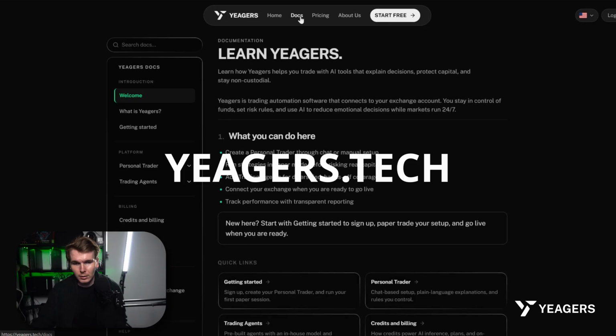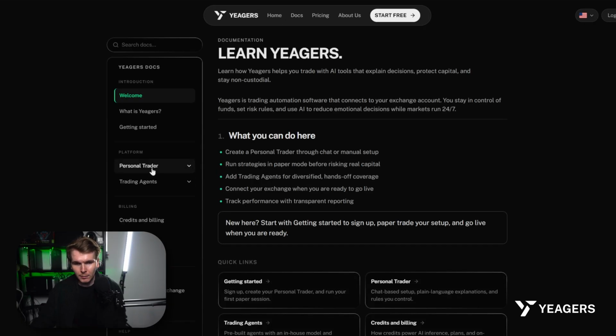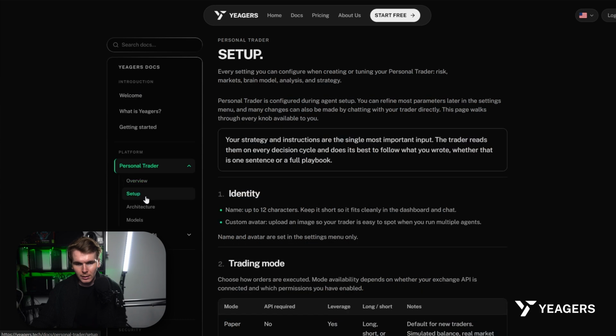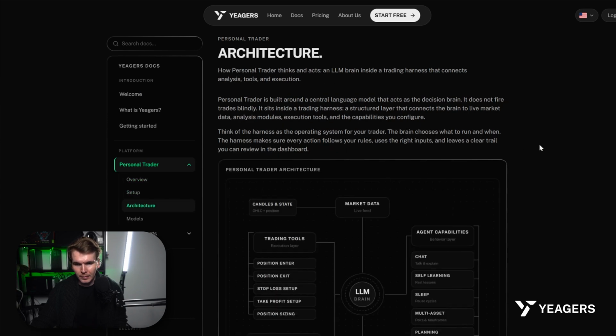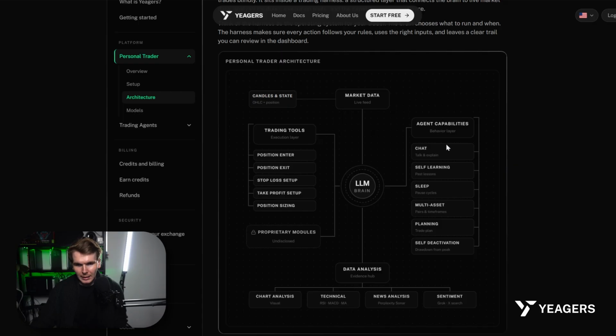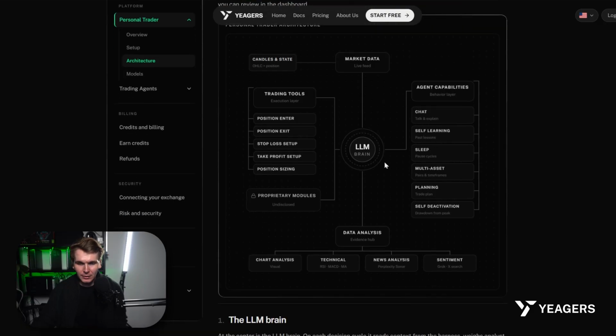So you go to docs and then you find personal trader, and then you can read overview, setup, and most importantly, architecture. As you can see, it is not a very simple architecture, and at the same time, it's very understandable.